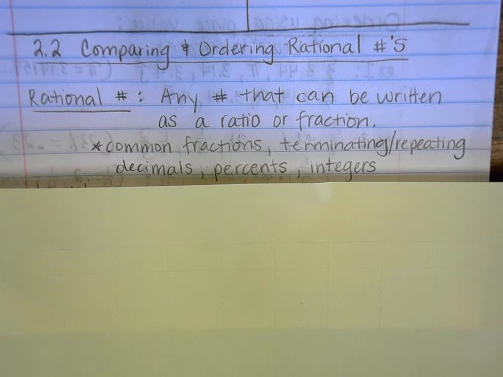Okay, so 2 is comparing and ordering rational numbers. A rational number, which we've already talked about, with the word ratio in it, is any number that can be written as a ratio or fraction. These include common fractions, terminating and repeating decimals, percents, and integers. So a rational number is any number that can be written as a ratio or fraction.